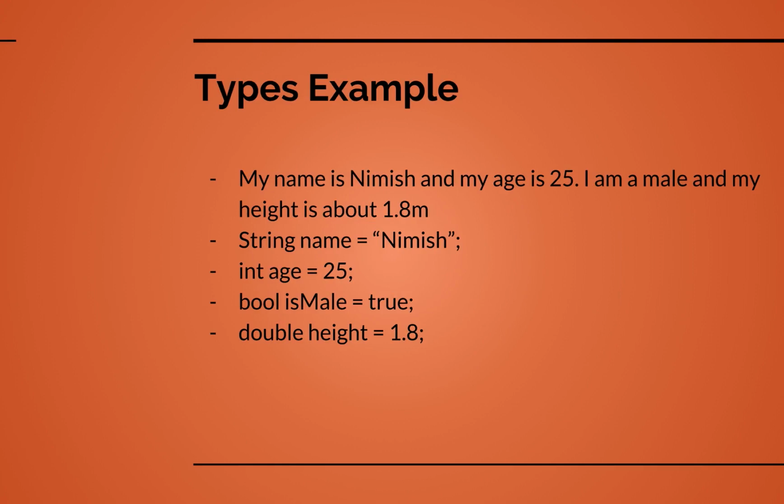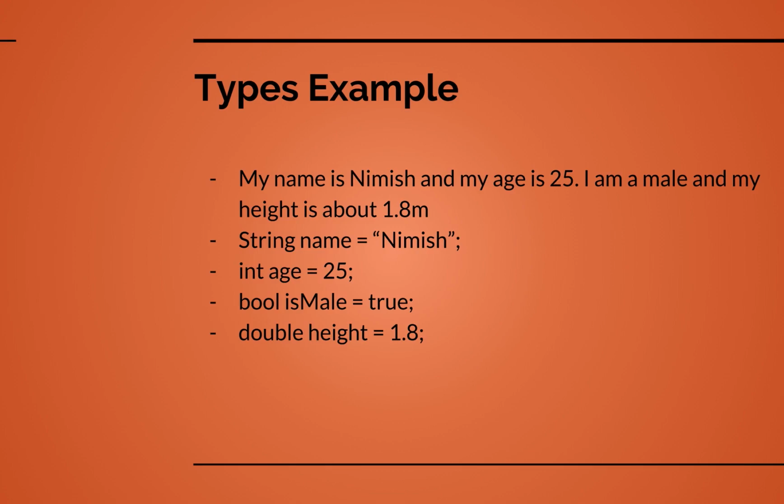So let's expand upon our previous example and see if we can explore one of each of those four types. We've got a new couple of sentences here. My name is Nimish and my age is 25. We've seen that. We also have two more pieces of information. I'm a male and my height is about 1.8 meters.